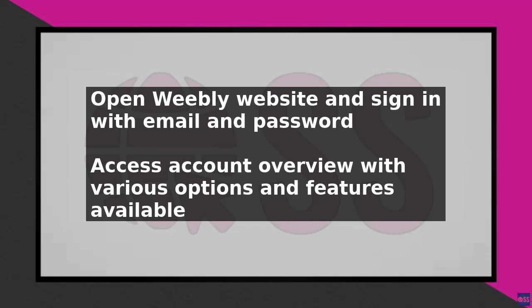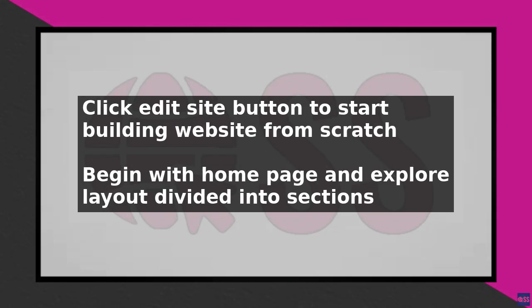To create a website in Weebly, start by opening your web browser and typing in weebly.com. Click on the first option, which will take you to the main page. From there, sign in using your email and password to access your account overview. You'll see various options, including website, items, orders, fulfillment, reports, marketing, and settings.